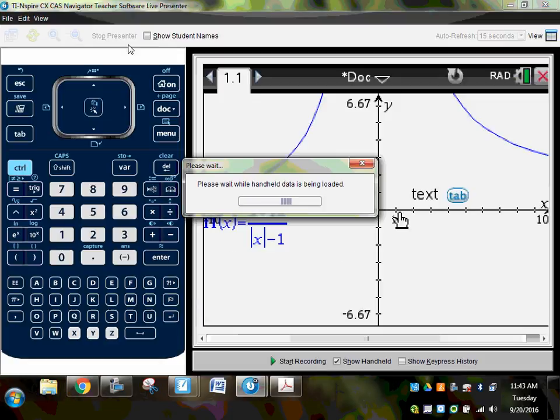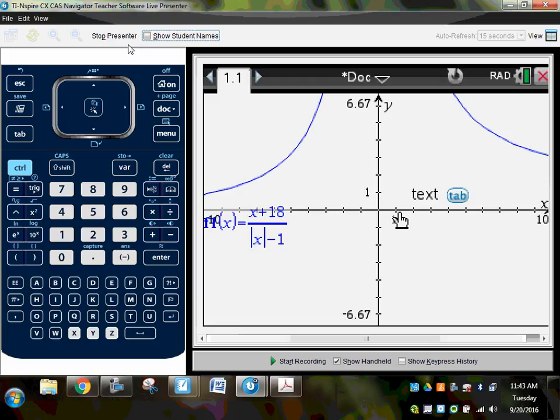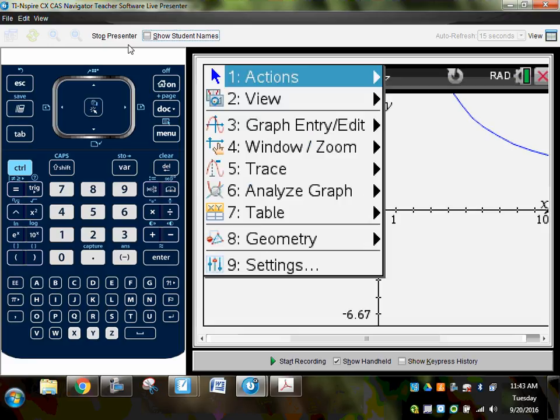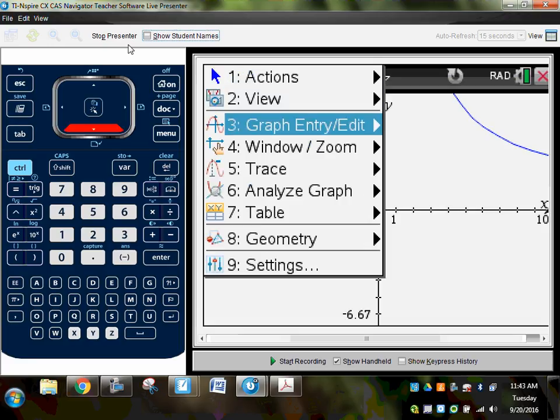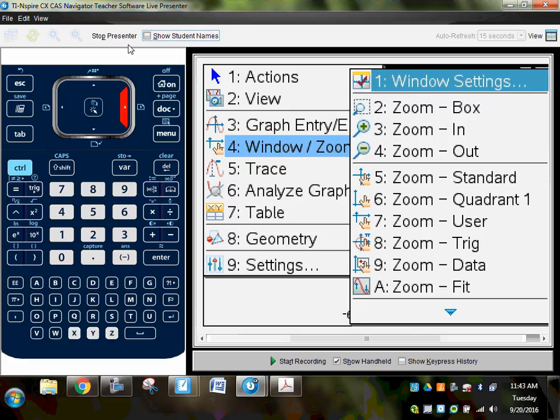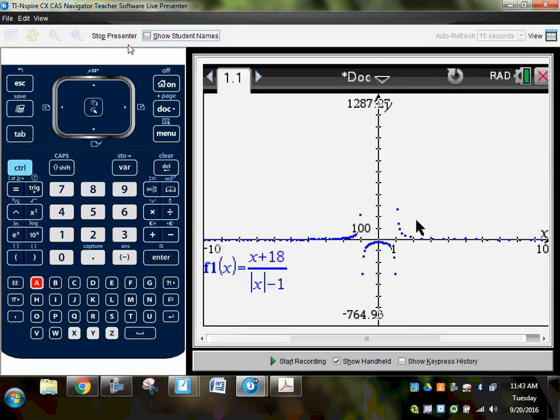Let's do this, make presenter. Now, as much as I hate this, go in, please, and try to go to menu. Window for 4. Let's see if one of these zoom options will work. Do Zoom fit. Try A. And let's see if this will make it.